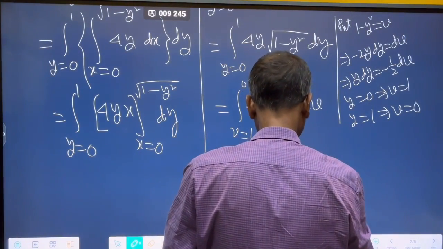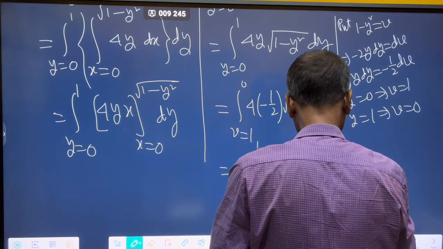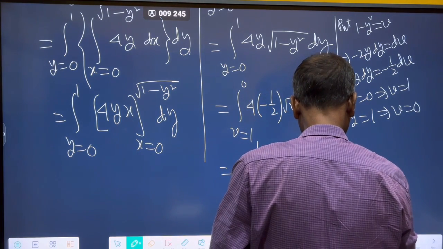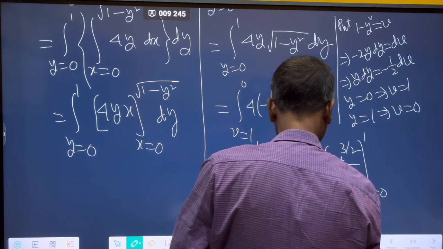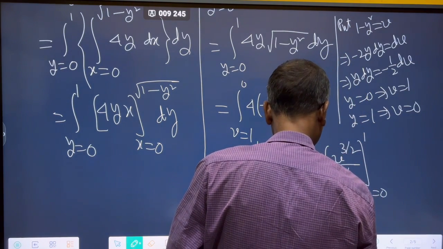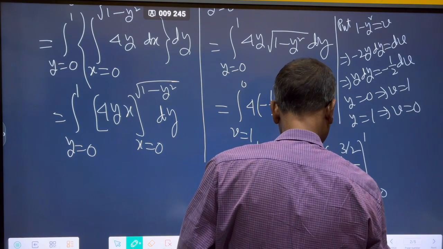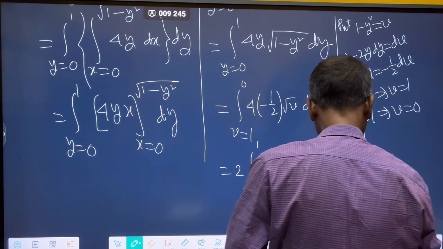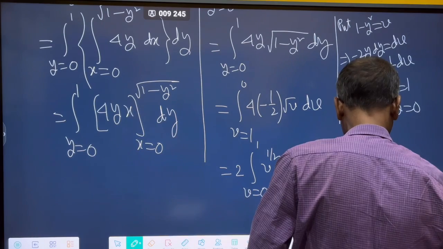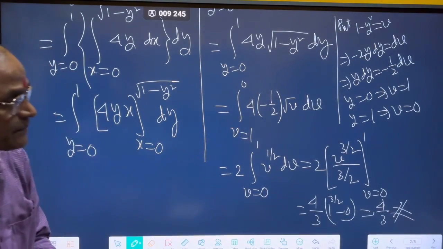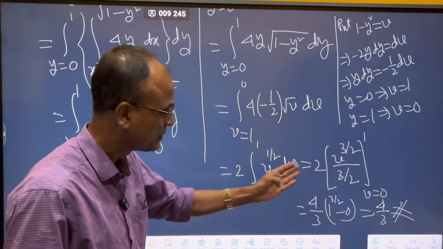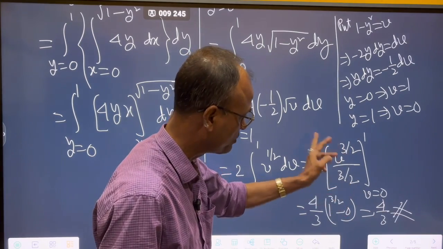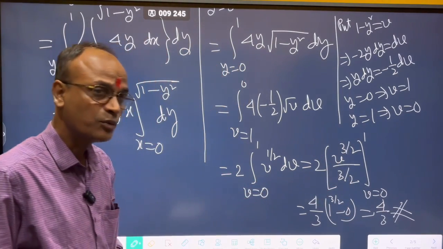This is equal to 2 times v to the power 3 by 2 divided by 3 by 2, with v from 0 to 1. This is equal to 4 by 3 times 1 to the power 3 by 2 minus 0, which is 4 by 3. The answer of the double integration is 4 by 3.